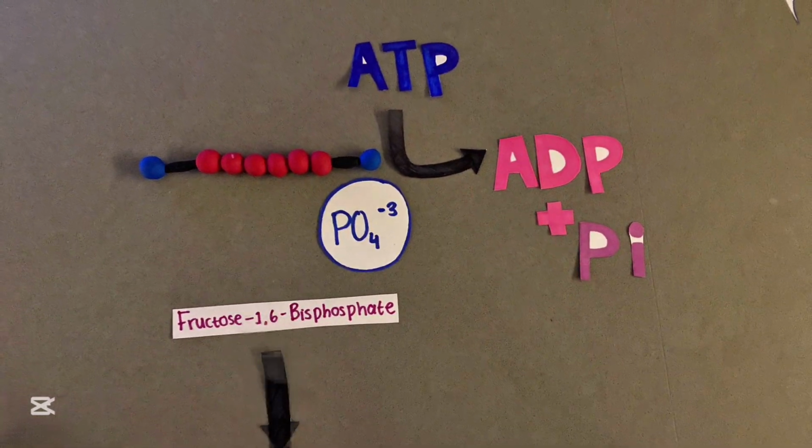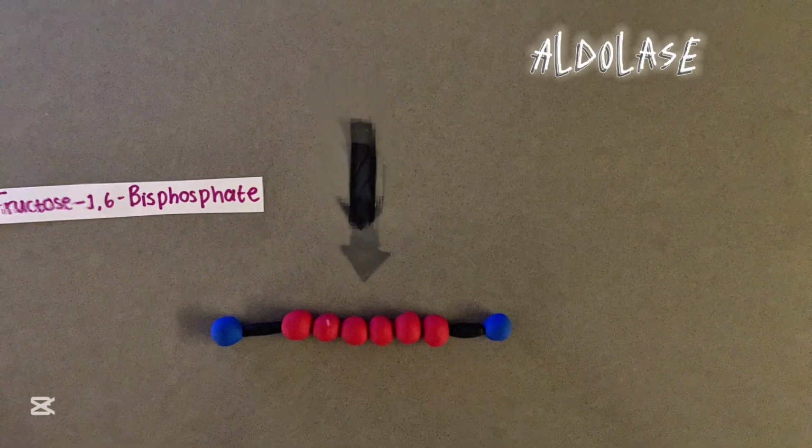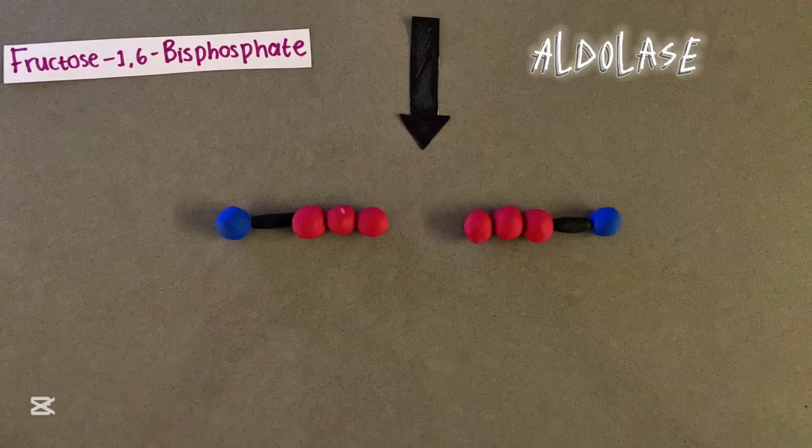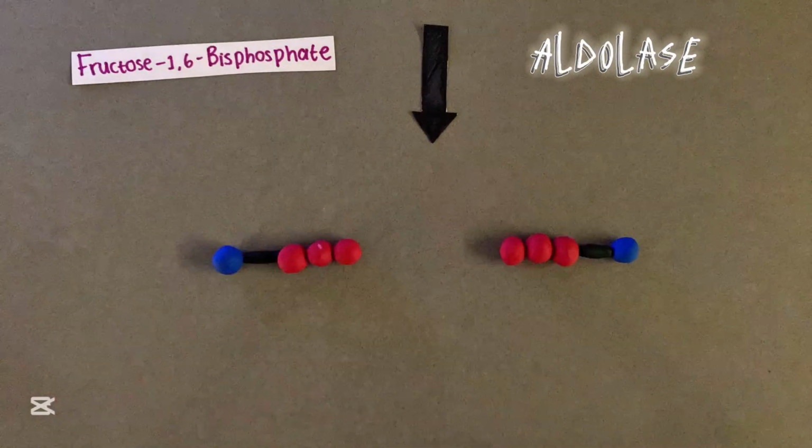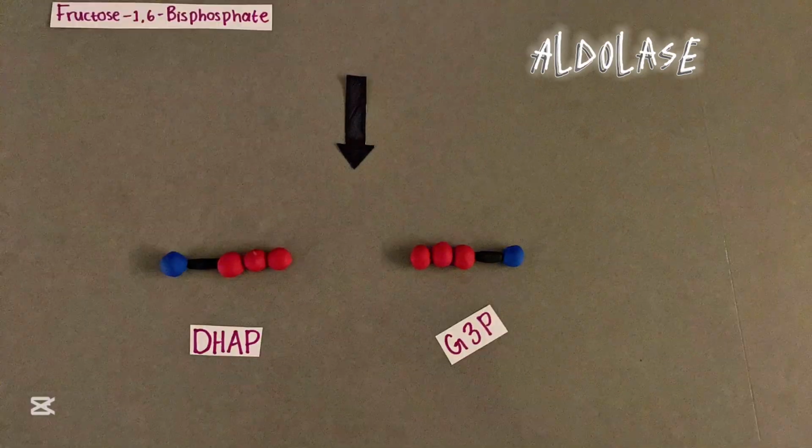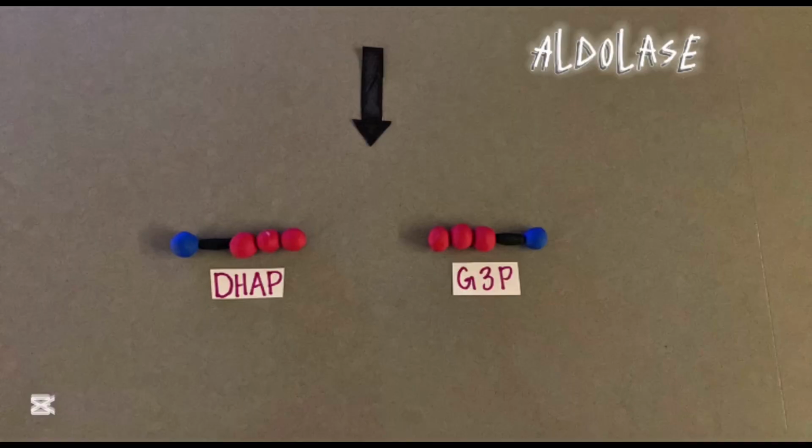Through the enzyme aldolase, a lysis reaction occurs, which is the breakdown of a molecule into smaller parts. In this reaction, fructose 1,6-bisphosphate splits into dihydroxyacetone phosphate, DHAP, and glyceraldehyde 3-phosphate, G3P, both 3-carbon molecules with a phosphate attached.